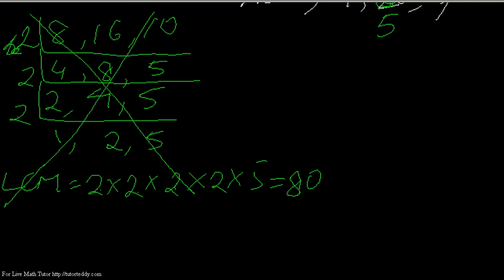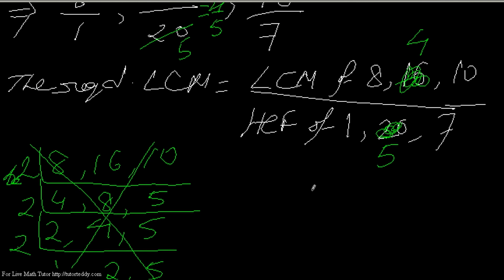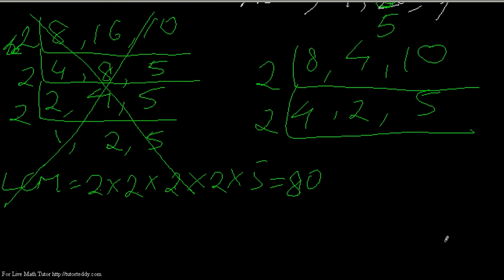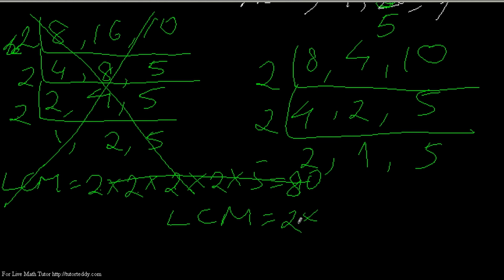So let me redo the LCM portion. I have to find the LCM of 8, 4 and 10. Start with 2: 2 4s are 8, 2 2s are 4, 5 2s are 10. Again go by 2: 2 2s are 4, 2 1s are 2, and 5 remains. So the LCM is 2 into 2 into 2 into 5: 2 2s are 4, 4 2s are 8, 8 5s are 40.